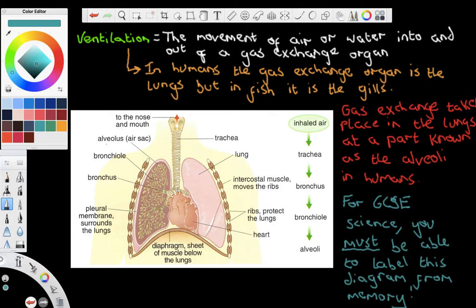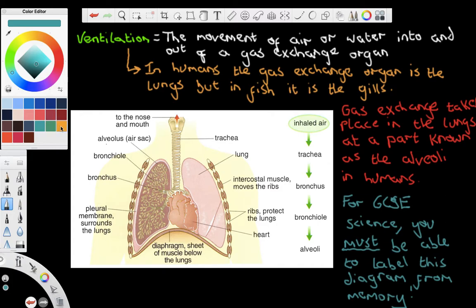The trachea splits into two smaller tubes known as the bronchus. The bronchus split into even smaller tubes known as the bronchioles. And at the end of each bronchiole there is what's known as an alveoli. So when we breathe in, air enters the trachea, it enters the bronchus, it enters the bronchiole and it goes to the alveoli. When we breathe out, it goes from the alveoli to the bronchiole, to the bronchus, to the trachea and out into the atmosphere.